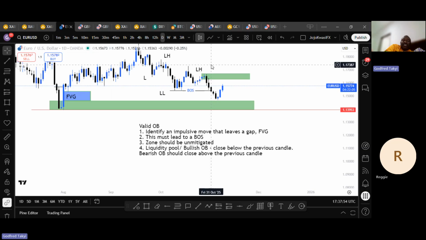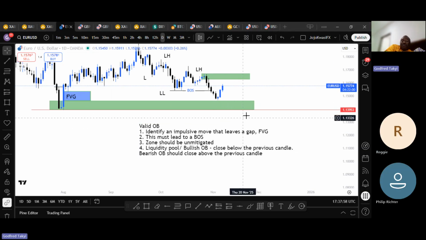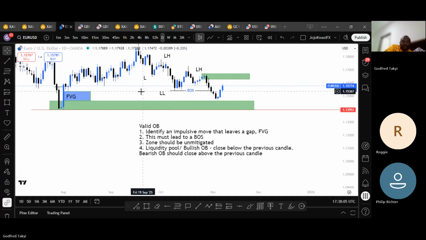So this one, I can say it's a demand zone. It's not a good example of an order block.